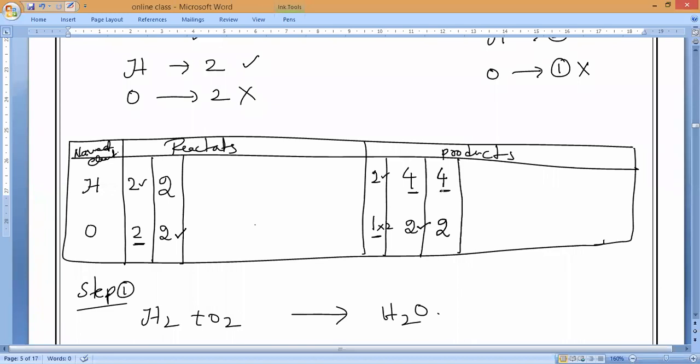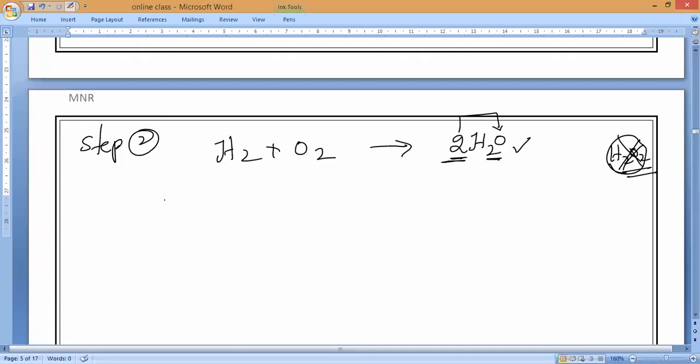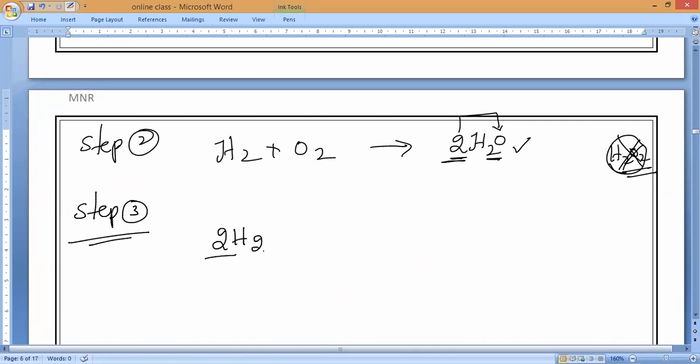Here we have 4 hydrogens, but here only 2. So now 2 must become 4. So what do we have to do, guys? 2 H2. We have to multiply with 2. So 2 H2 plus O2 will give you 2 H2O.